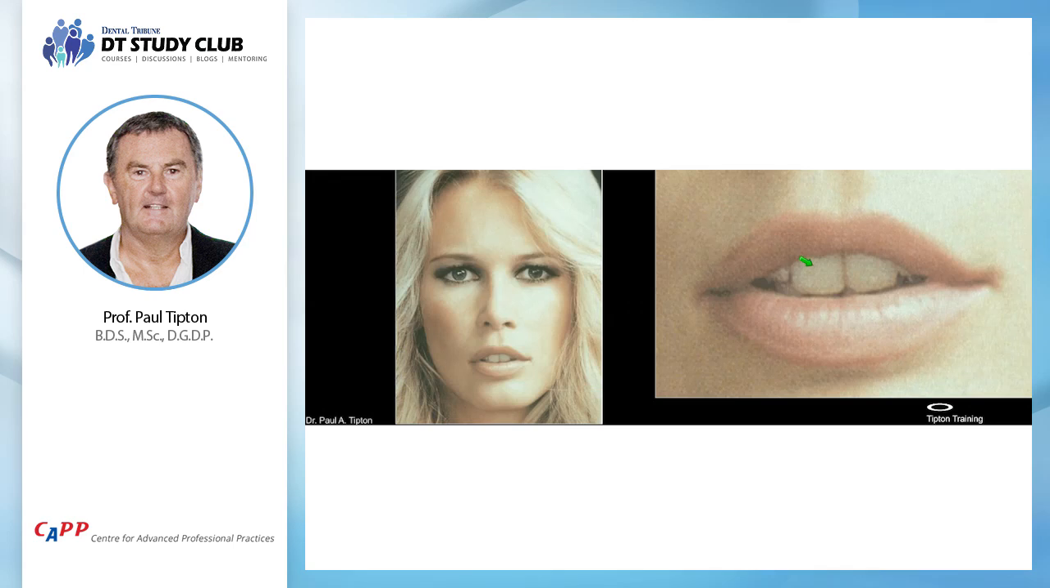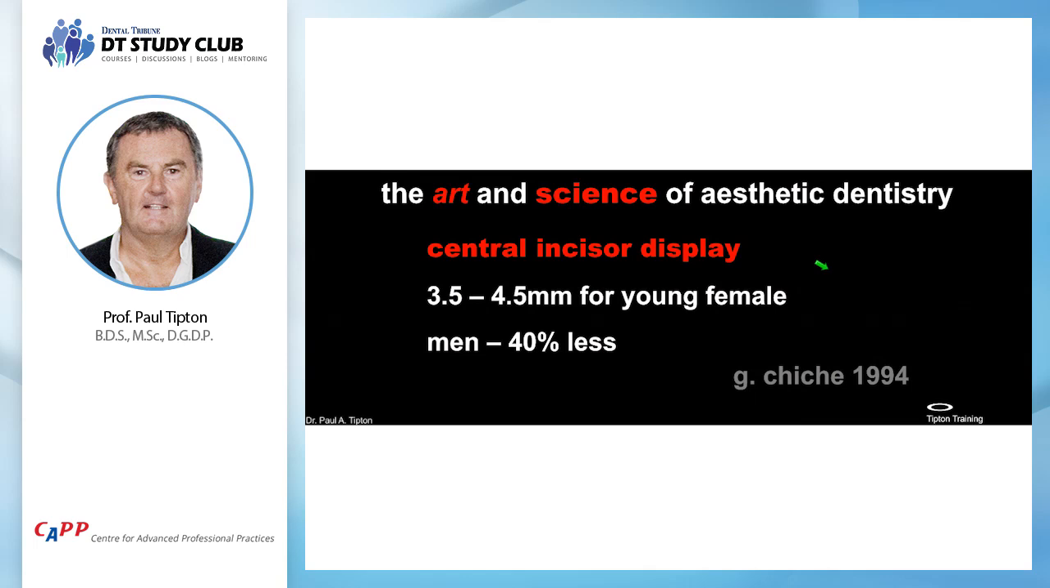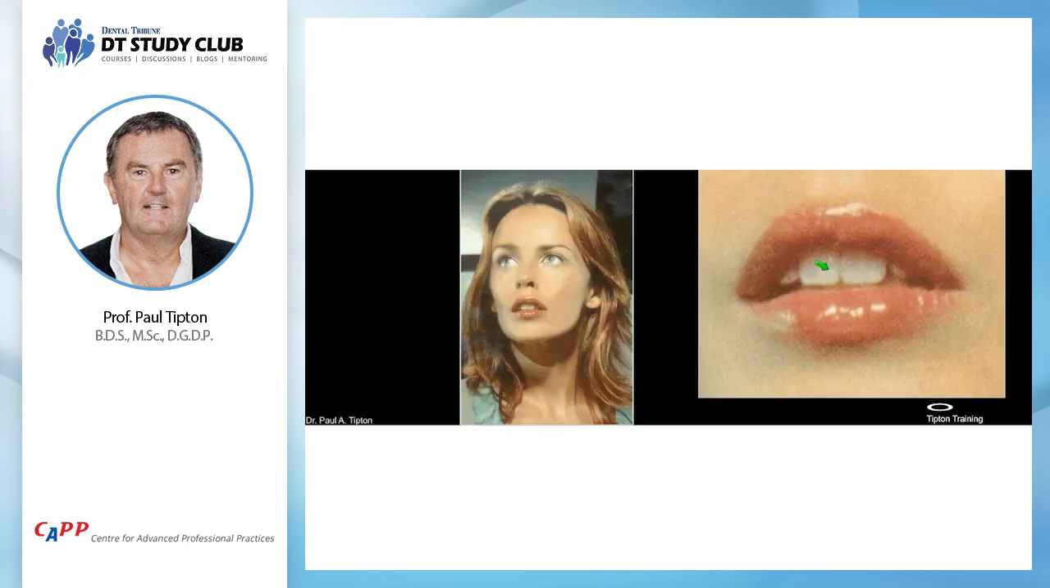We'll look at another model, Claudia Schiffer. How much is she showing with her lips at rest? Lips at rest, this is the important thing, not when she's smiling, lips at rest. Again, 5 to 6 millimeters. So Gerard Chiche in his book suggested 3.5 to 4.5 millimeters for young females, men 40% less. But this is 1994. Lipstick adverts, trends come in, and now you can add a millimeter onto that. 4.5 to 5.5 for young females, 40% less for males. Again, Kylie Minogue showing probably 7 to 8 millimeters of tooth tissue underneath the lip.